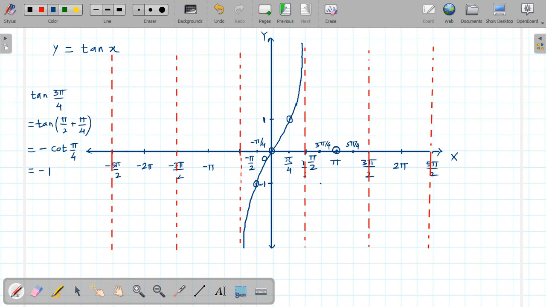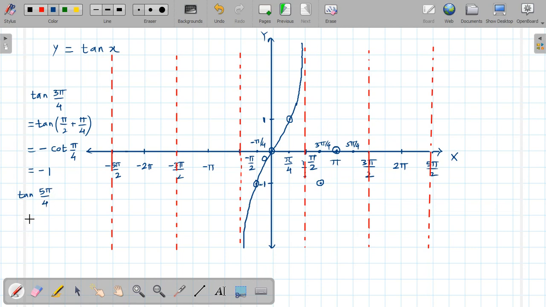So we have to draw the point here. See how to get the value of tan 3 pi by 4 like this. Similarly, try to find out the value of tan 5 pi by 4. Now, how will you find out the value of tan 5 pi by 4?